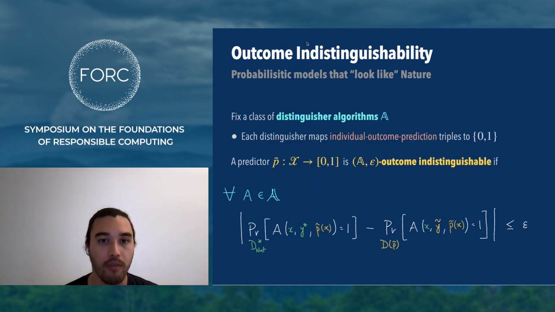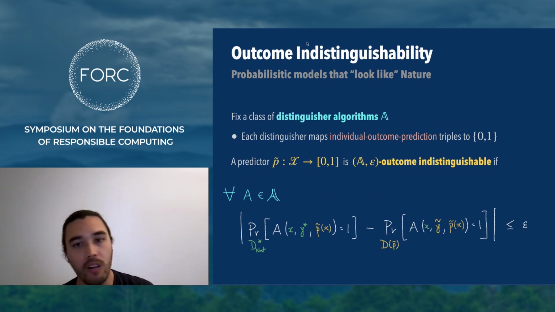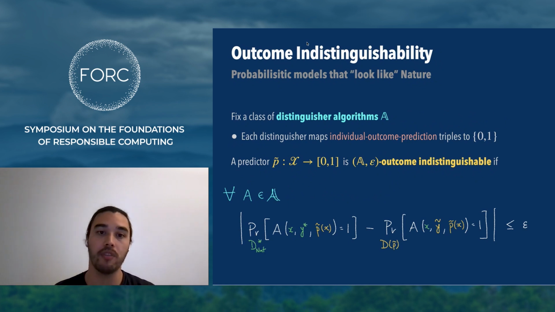So this leads us to the formal definition of the OI framework. First, we fix some bounded class of distinguisher algorithms, A. These algorithms will map individual outcome prediction triples to 0, 1. Then we say that a predictor is (A, epsilon)-OI if, for all algorithms in the class, the probability that the distinguisher returns 1 on samples from nature and samples from the model are within epsilon of one another. Note that in both cases, we only allow the distinguisher to look at the prediction according to p tilde, the model, not according to nature.